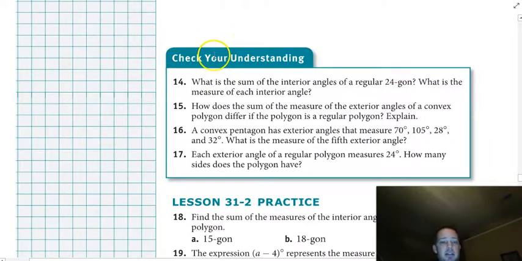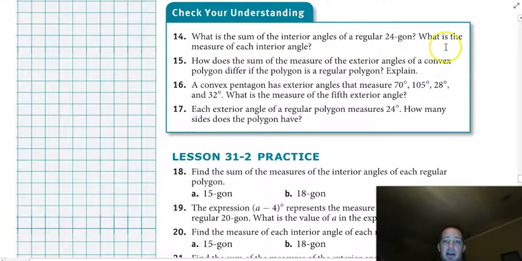So now it says, let's check your understanding. I would see if you know how to do these. Pause right here and then restart the video. I'll go over these. All right, now that you've had a chance, let's go ahead and go over these now.